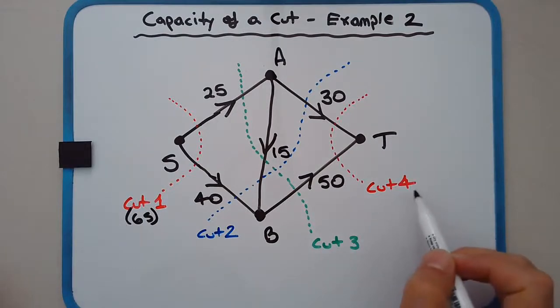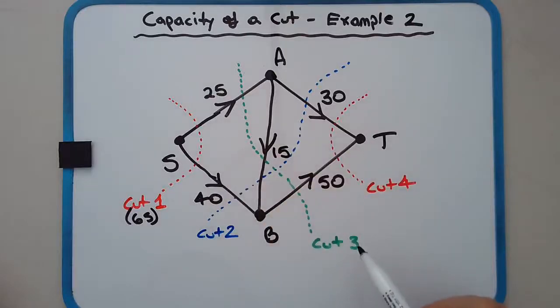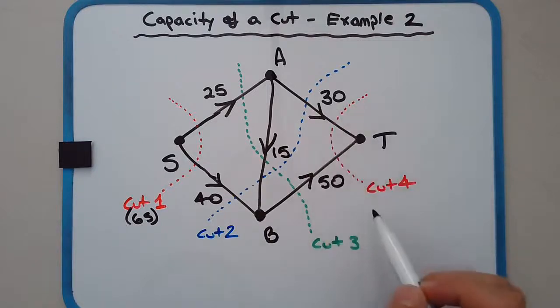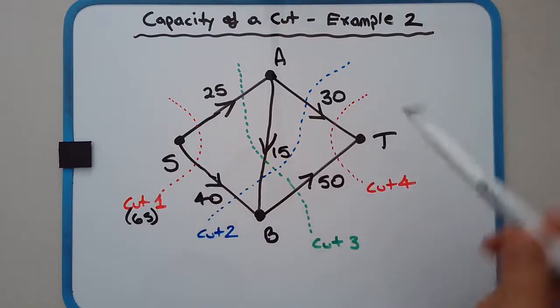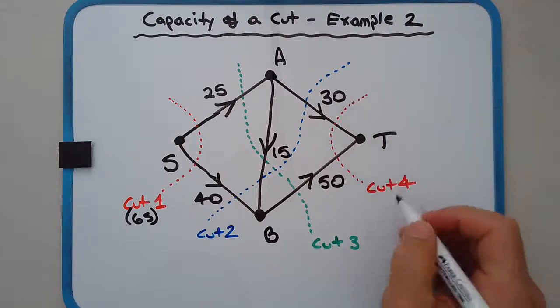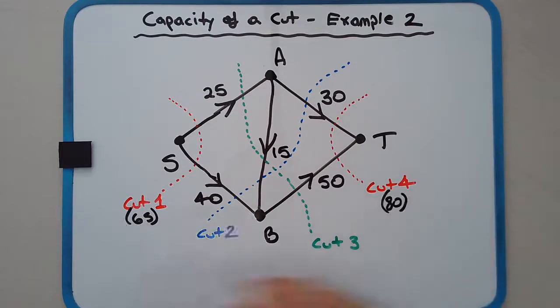Let's have a look at cut number 4. Notice that I've skipped these 2 cuts in the middle because they take a little bit more analysis. Cut number 4 is another obvious cut that cuts off the source from the sink, and the capacity of that cut is 30 plus 50, which is 80. So notice that cut 1 and cut 4 will isolate the source from the sink, but they're totally different values. One's 65 and one's 80. That tells you the capacity of the size of the pipes, but it doesn't tell you how much is actually flowing or what the maximum flow is in the entire network. That's the max-flow min-cut theorem.